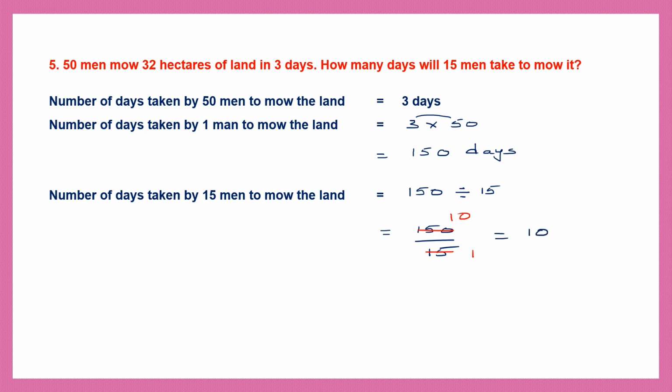So what have we found? We have found the number of days taken by 15 men to mow the land, and that is 10 days. So they take 10 days to mow the land. So this is our answer.